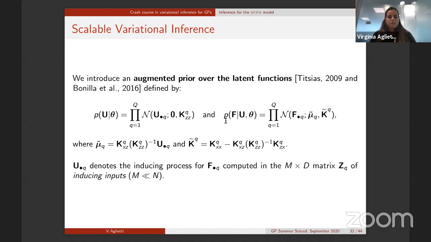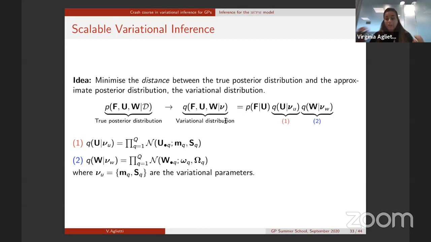So by defining this prior, we can then have our variational inference framework. And in this case, we have a true posterior and we have a posterior. So we have both the latent function, the inducing process, and the weights. And we can define a variational distribution Q of F, U, and W given some variational parameters. And in this case, we assume the variational distribution to be fully factorizable. Specifically, we assume a Gaussian distribution for this U and then a Gaussian distribution for this W.